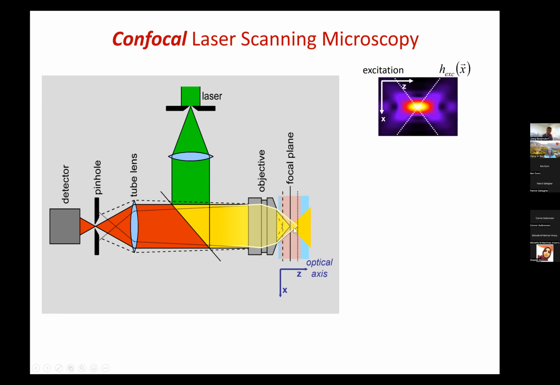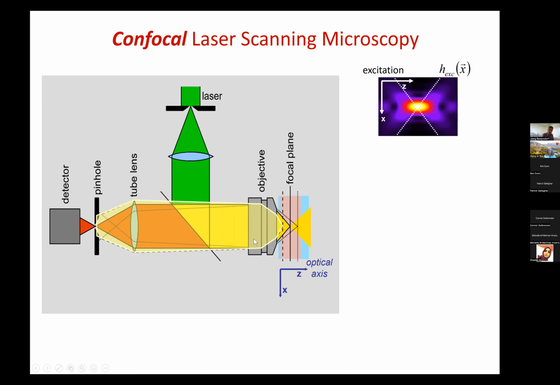Light, however, that was emitted from a plane behind will be focused in front of the pinhole, will be defocused in the pinhole itself, and only a small fraction of this light will now be able to pass through the pinhole. And the same is true for light being emitted from a plane in front of the focal plane. It's not focused yet when it reaches the pinhole, and therefore, again, only a small fraction of this light will go through the pinhole.